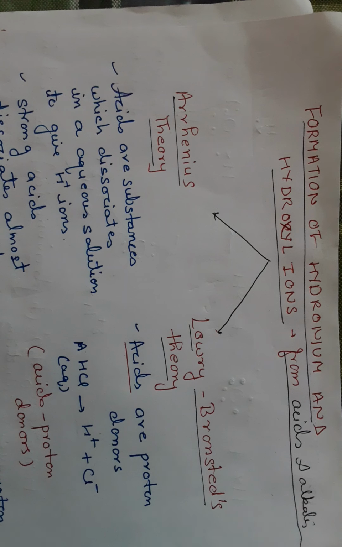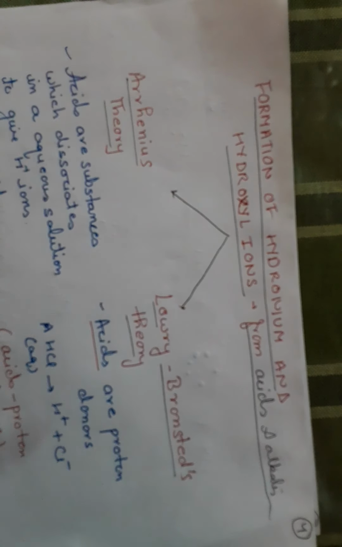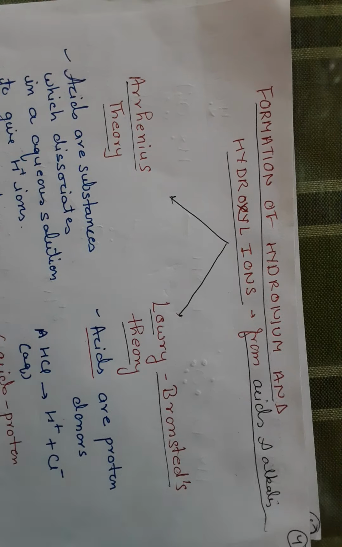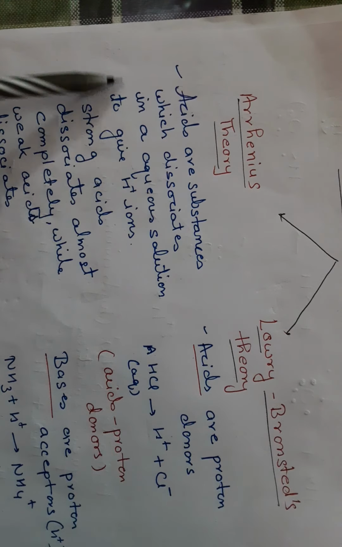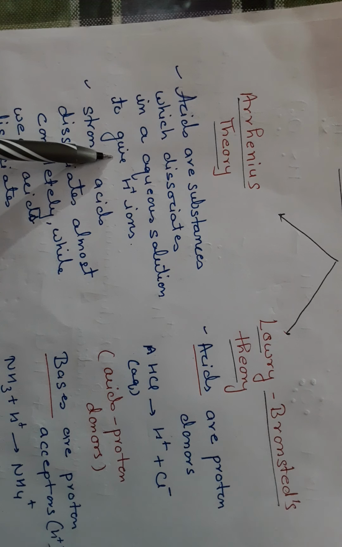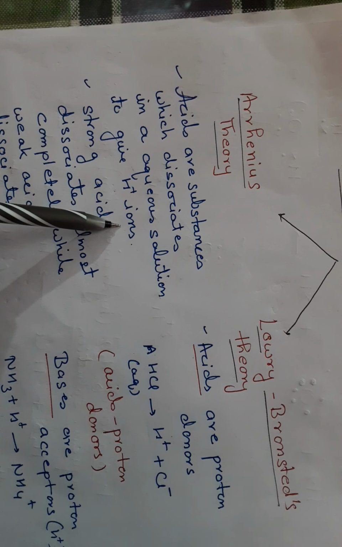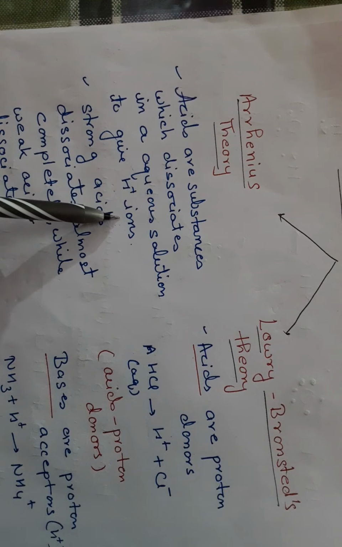Now the next topic is formation of hydronium ions and hydroxyl ions from acids and alkali. Two theories are given, Arrhenius theory and Lowry-Brønsted theory. According to Arrhenius theory, acids are the substances which dissociate in an aqueous solution to give hydrogen ions.